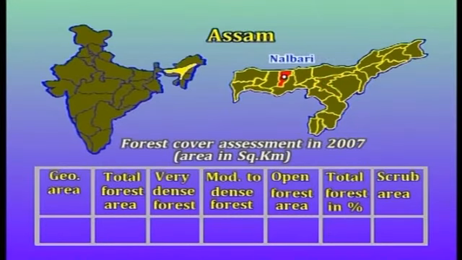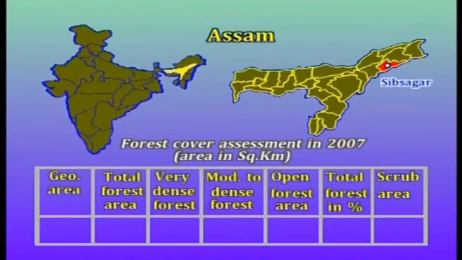District Nalbari. The geographical area of Nalbari district of Assam is 2,257 square kilometers in 2007. The total forest cover is 282 square kilometers, out of which the very dense forest cover is 4 square kilometers. The moderate to dense forest cover is 70 square kilometers. The open forest cover is found to be 208 square kilometers. Altogether, these forests cover about 12.49% of the geographical area of the state.